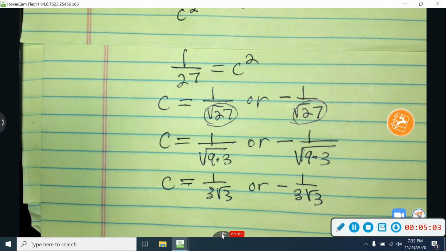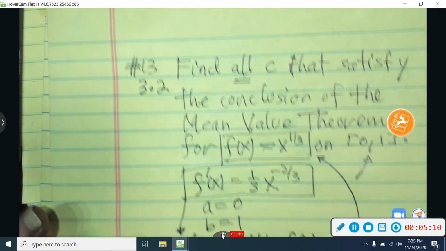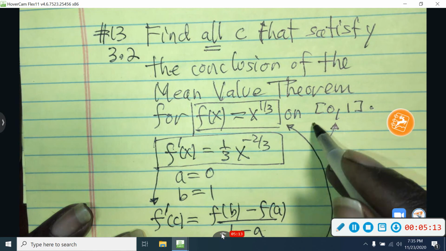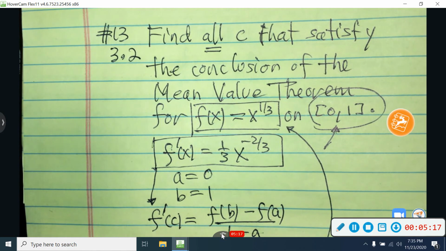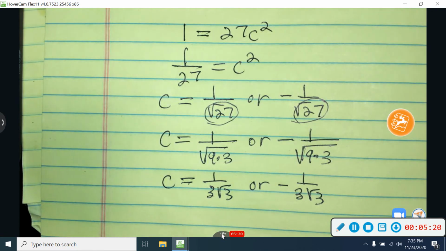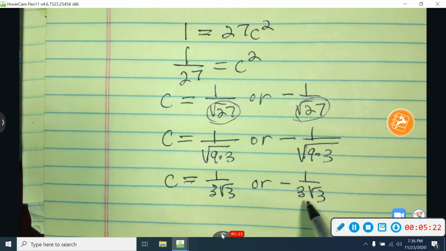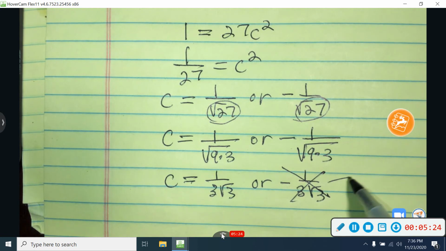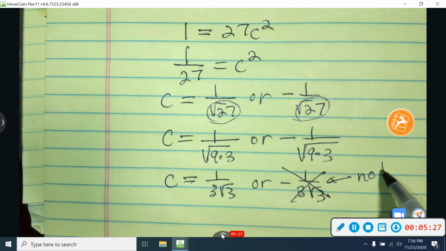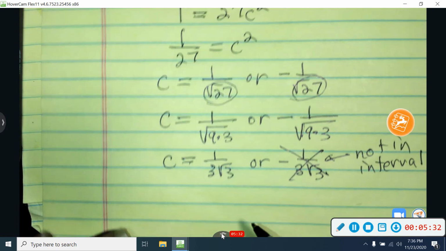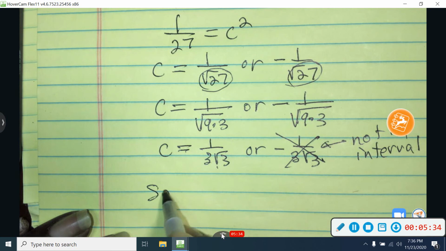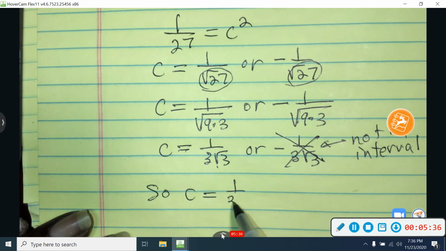Be careful. We want the c in the interval. I'll remind you what the interval was. Here it is right here. It is 0, 1. And so you can see one of them is not in that interval. So this one's out. Not in the interval. So the only answer is this one. C equals 1 over 3 root 3.